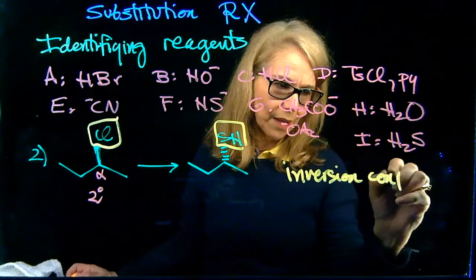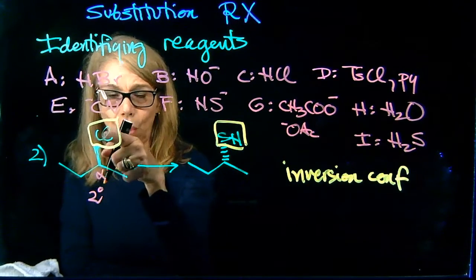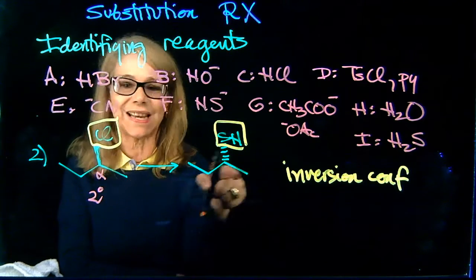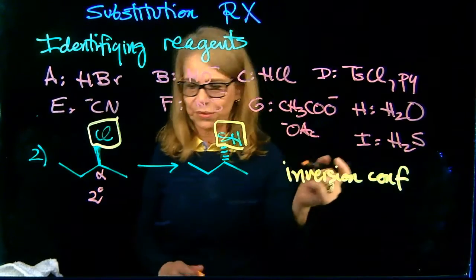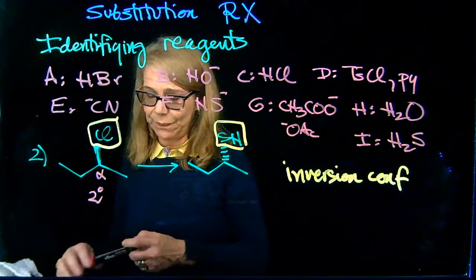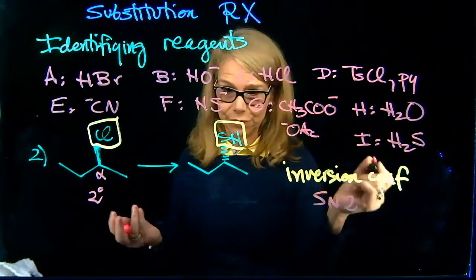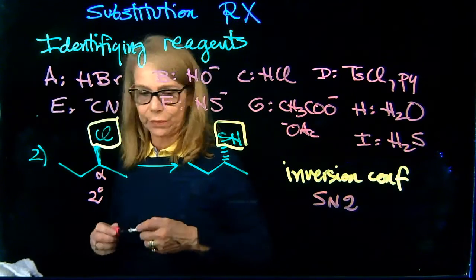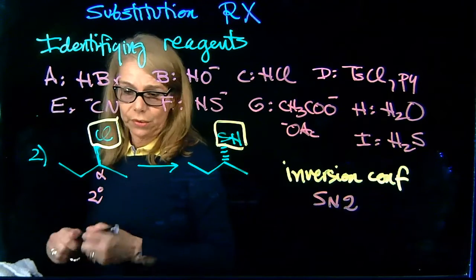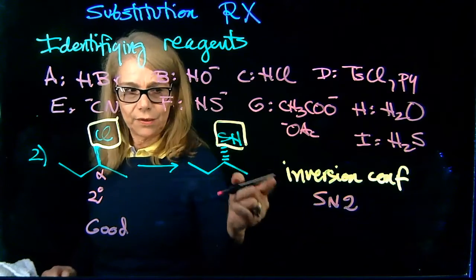In other words, here the configuration is, say, priority 1 is chlorine, then ethyl, then the methyl, and hydrogen is in the back, so this is S. It changes to R absolute configuration. The mechanism that does that is SN2, in which we have concerted nucleophilic attack and loss of leaving group. What do we need to do here? We do have a good leaving group, so let's see now what can do that reaction.